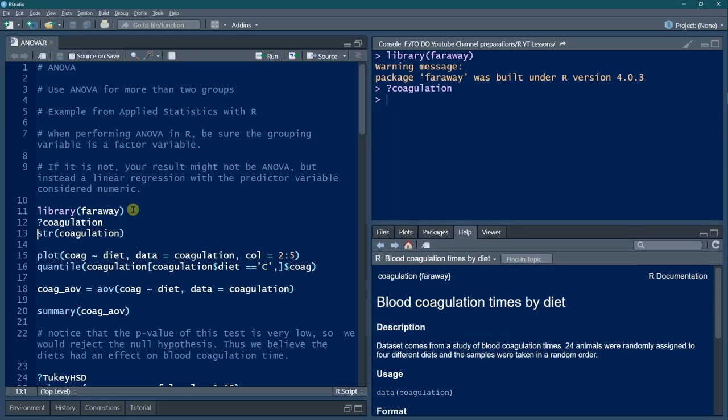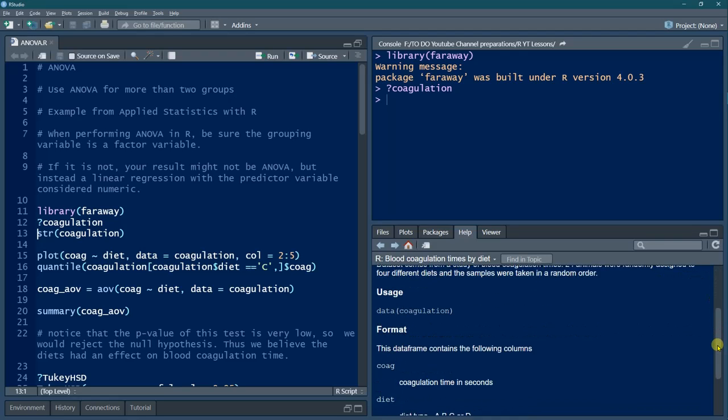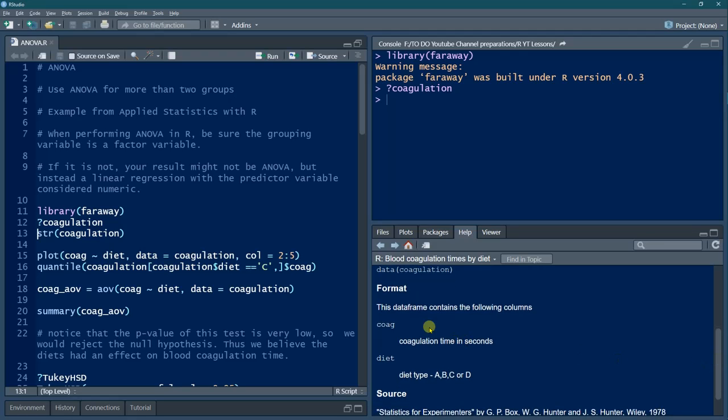Let's ask R what this is. The dataset comes from a study of blood coagulation times. 24 animals were randomly assigned to 4 different diets and the samples were taken in random order. So here we have got only 2 columns, coag, that is coagulation time in seconds, and diet, with 4 types: A, B, C, D.